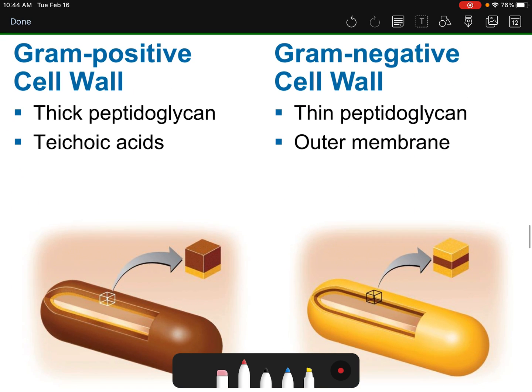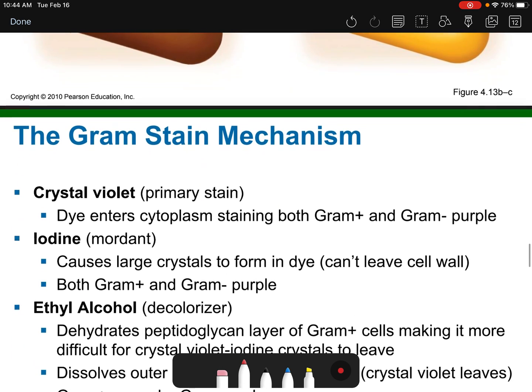So here, if you just look at the layers, you see this brown layer here? That's the thick peptidoglycan layer. And see this little thin layer here? That's the thin peptidoglycan layer, plus they have this outer membrane here. So that's kind of the differences between the gram-positive and gram-negative cell walls.